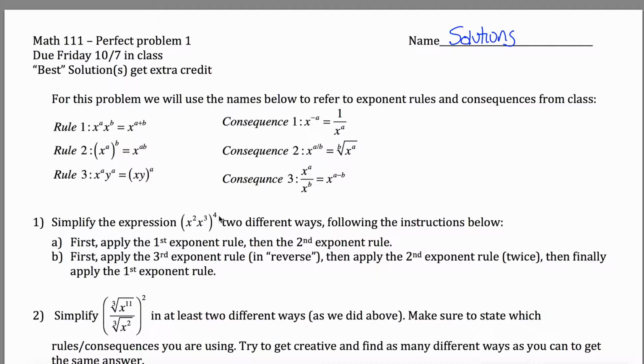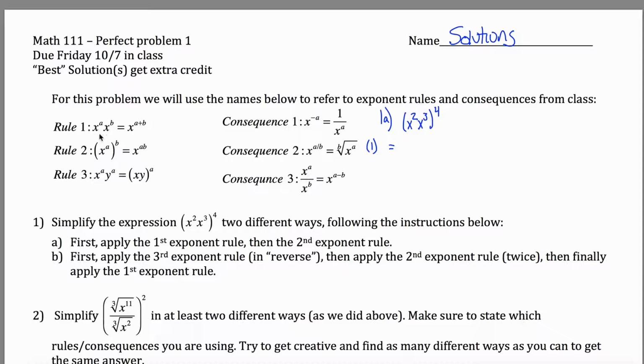So I talked you through what I want you to do in 1a. Maybe I'll write it up here to save room. I want you to take this thing, x squared times x cubed, raised up to the 4th power. And then I want you to apply the first exponent rule. So maybe I'll put a little 1 over here to remind myself that I'm using the first exponent rule, and then later apply the second.